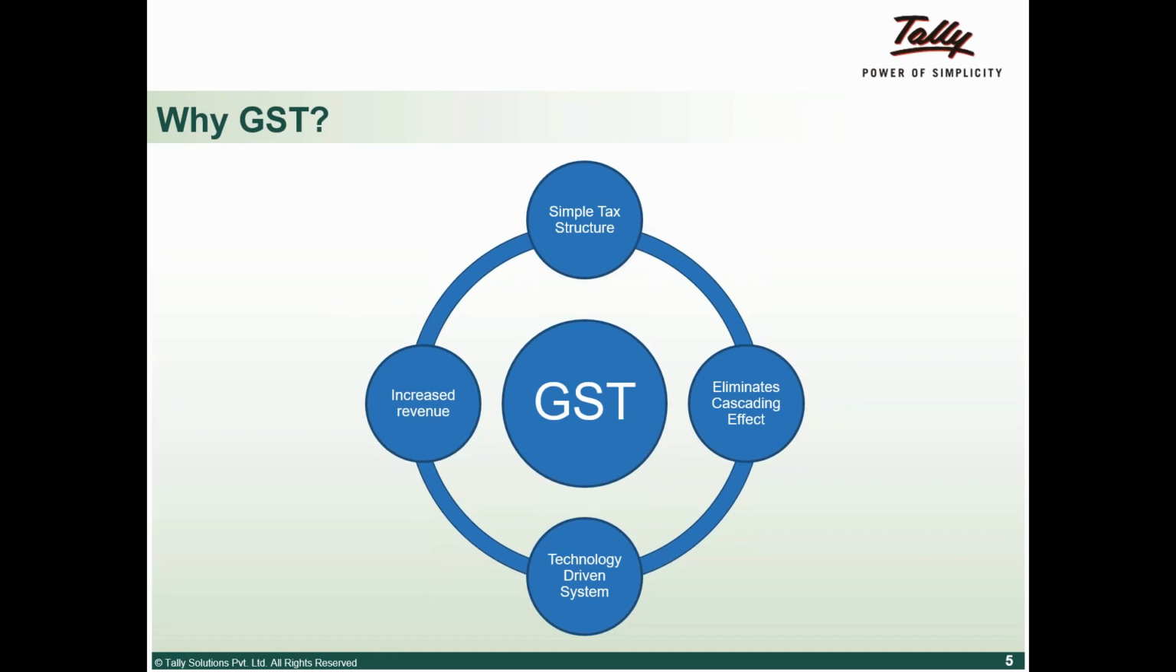There's going to be increased revenue for the government, and by eliminating this cascading effect and tax on tax, there is going to be some kind of a benefit for the end consumer. We will take these 4 points and then we will see that in detail in the upcoming slides.